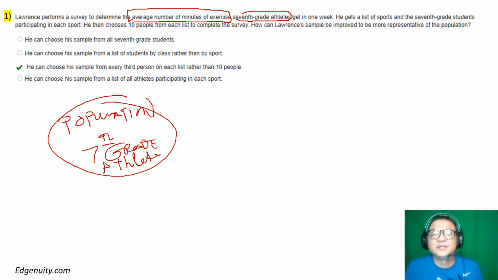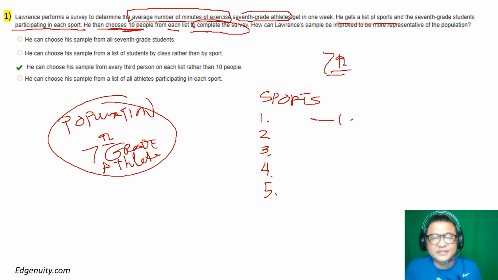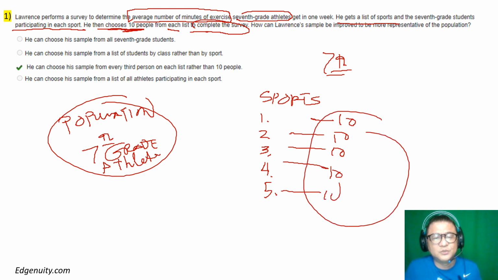Okay, in 1 week, he gets a list of sports. So these are the sports. He listed down basketball, soccer, volleyball, tennis. He listed down all the sports in the seventh grade, and the seventh grade students participating in each sport. Then he chooses 10 people from each list to complete the survey. I'll get 10 from you, 10 from you, 10 from you. This will be my sample.